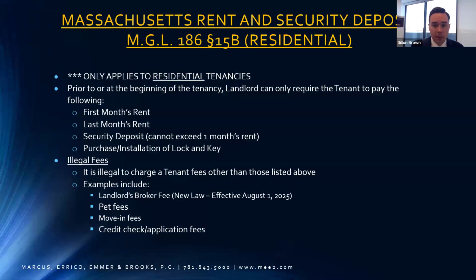Again, the goal of any eviction is to get that execution, because that's our ability. That's the court order that authorizes the landlord to remove the tenant.